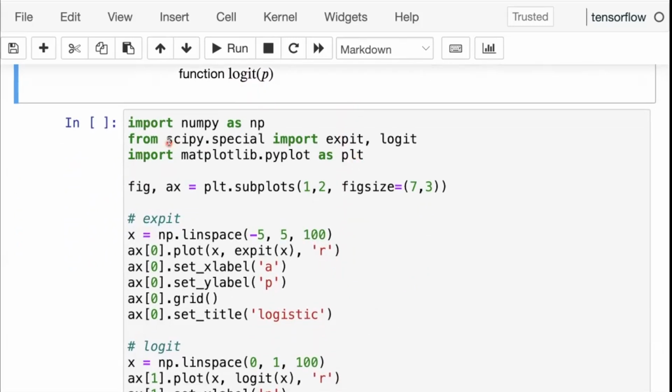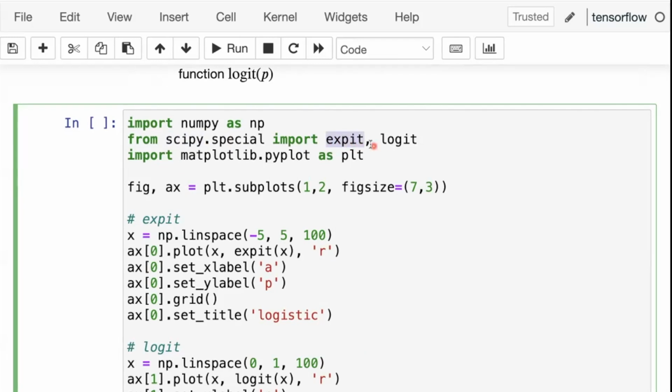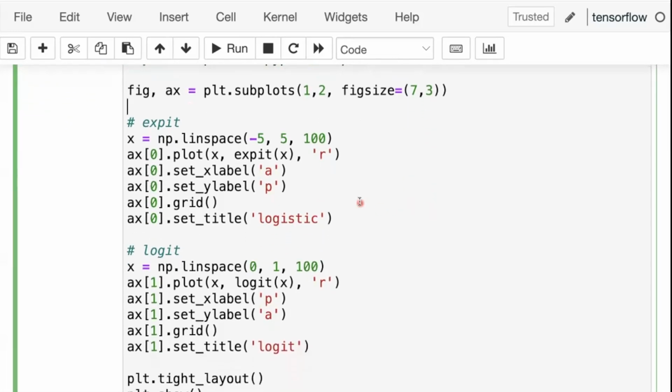So let's look at both functions, the logistic function and the logit function. These are implemented in the SciPy library. You can obviously define your own functions in Python, but because these are very important functions, they are already in SciPy. And expit is the sigmoid or logistic function, and the second one is the logit function. We're going to plot both of these. First, we plot the sigmoid or logistic function, and then the inverse, which is logit.